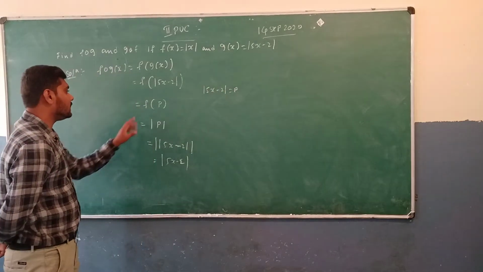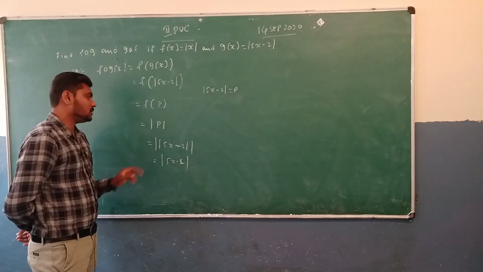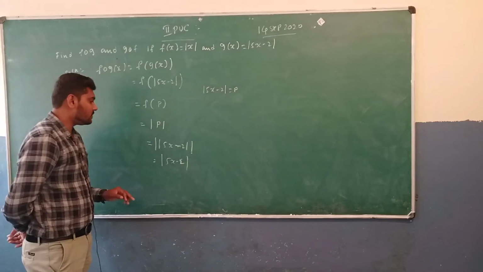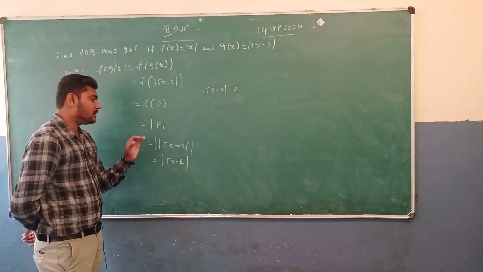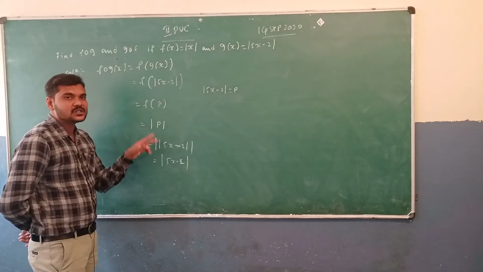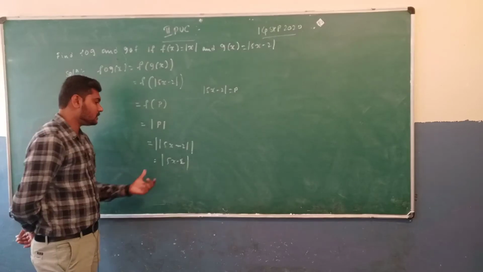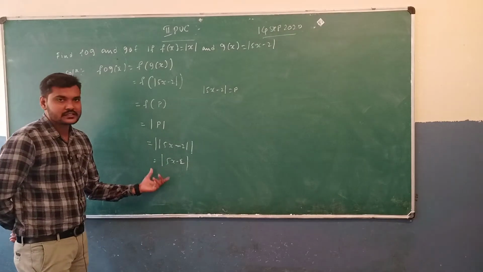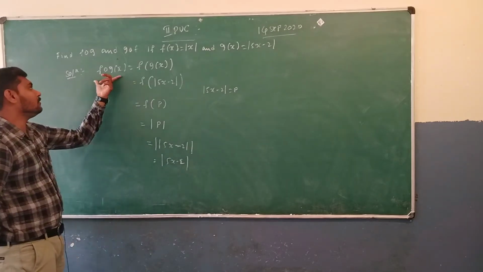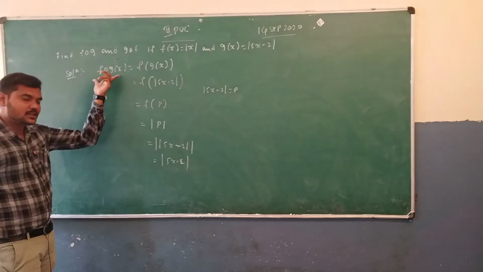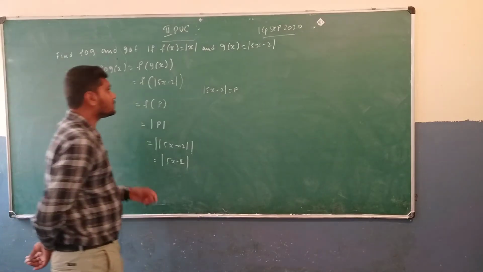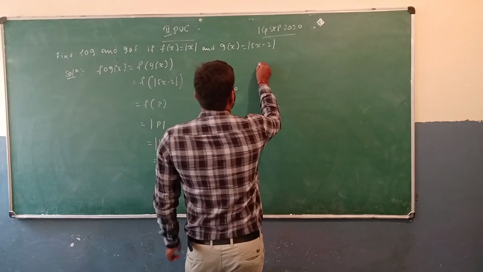So then f of p is equal to mod p. Then mod of 5x minus 2, again the modulus sign is applied, so 5x minus 2 itself is going to be the required value of f of g of x, or fog. So the next one is find gof.